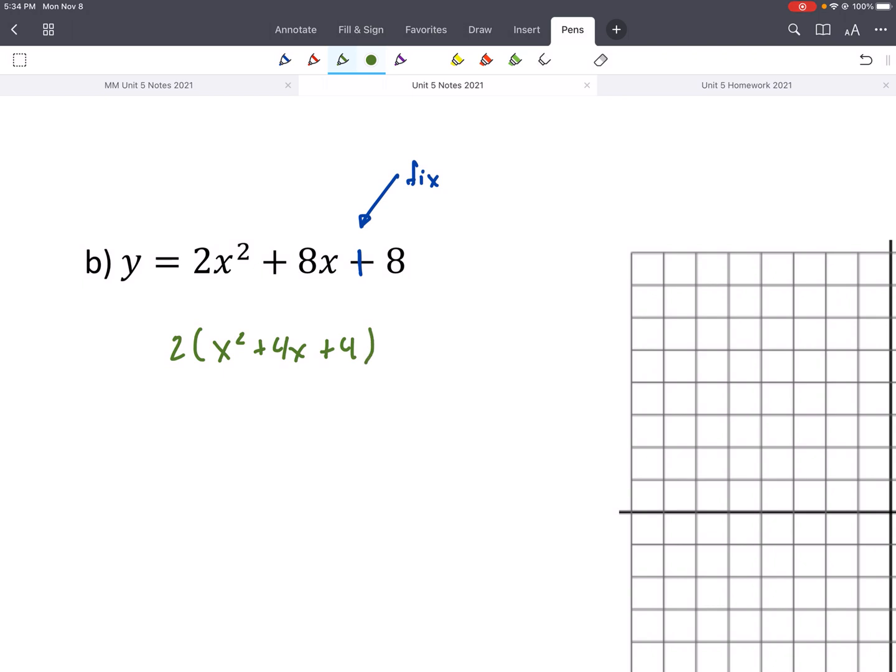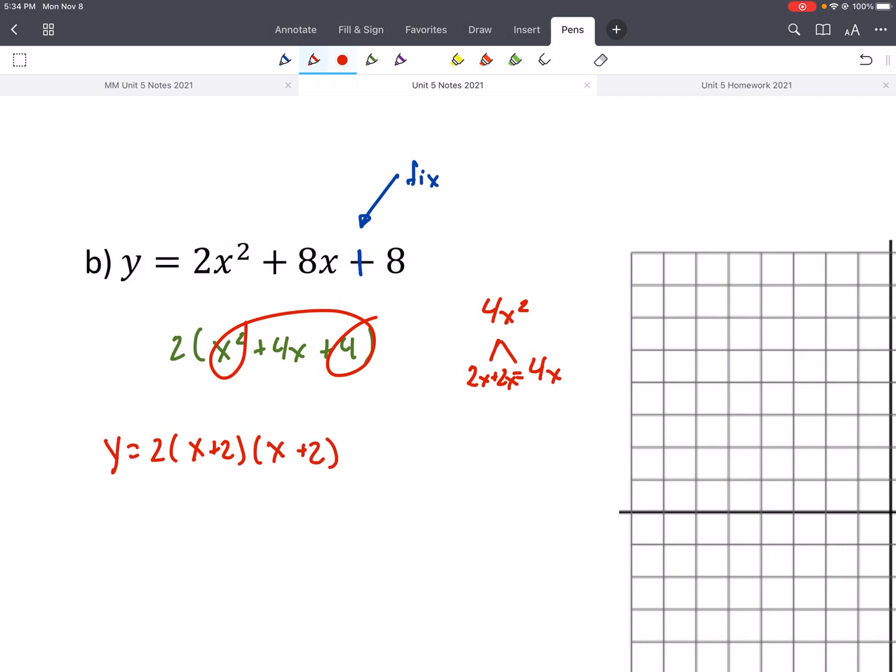Now a is 1, so we could use the shortcut. Needs to multiply to 4x squared and adds to 4x. So it would have to be 2x plus 2x. So our equation here would be 2 times x plus 2 and x plus 2.